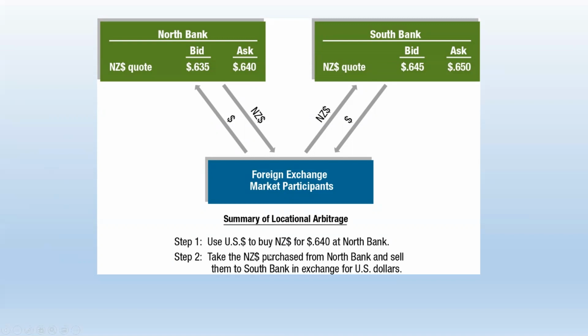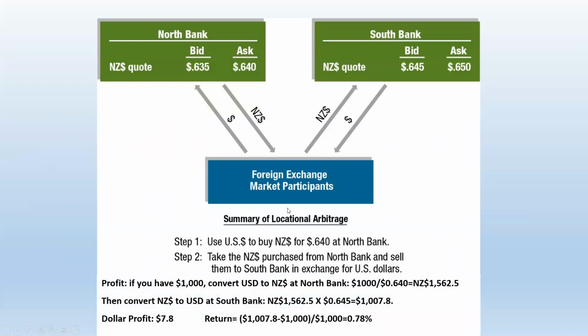Then take the New Zealand dollar and sell it to South Bank in exchange for US dollar. Remember, when you sell, the bank will buy, and they will buy at the lower price, which is the bid price. So your profit is this: if you have $1,000 and you convert the US dollar to New Zealand dollar at North Bank, which is divide.